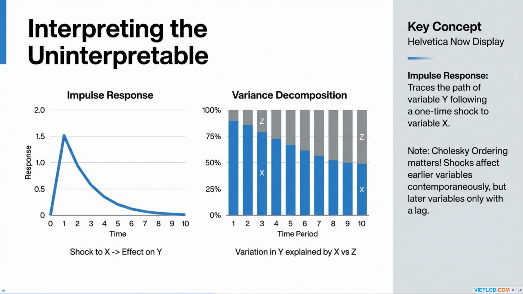Variance decomposition provides complementary information. It tells us the proportion of the forecast error variance for each variable that can be attributed to shocks from itself and from the other variables, as seen in the right graph, showing variation in Y explained by X versus Z over time.